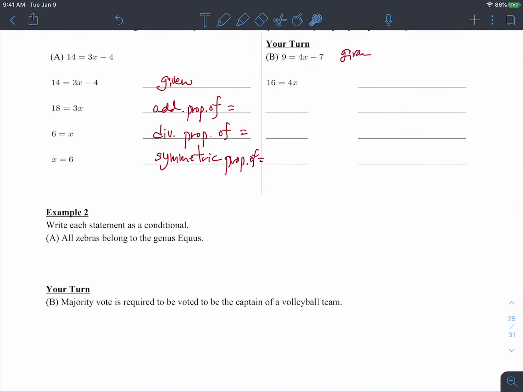Example 2. It says write each statement as a conditional statement. So this is a declarative sentence, and we need to write this as a conditional statement. So we have to say if something, then something else. That means the same thing, right? So how do we do that?